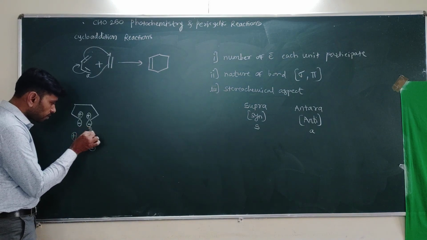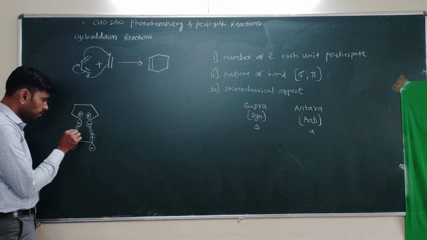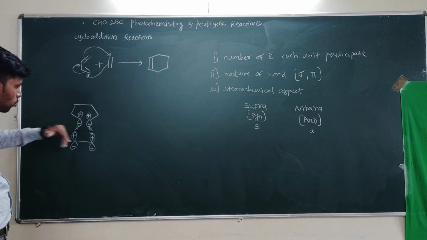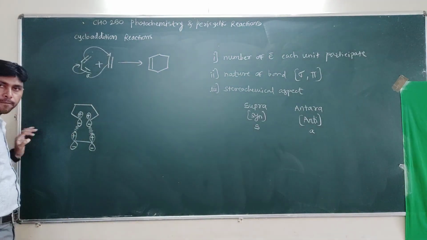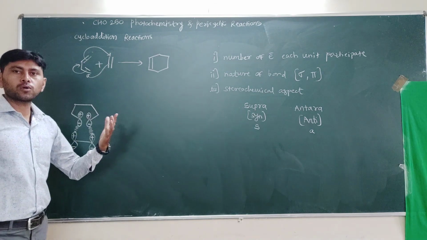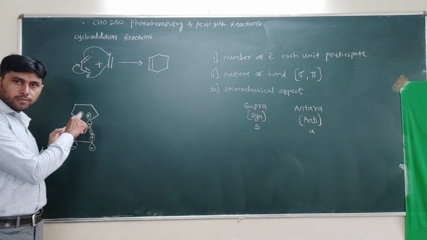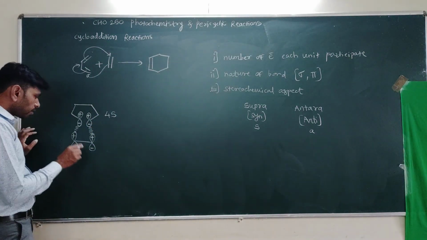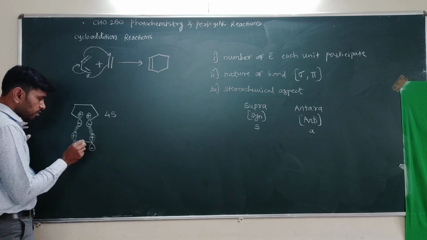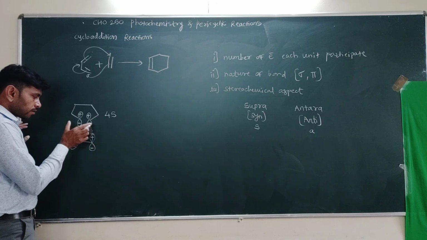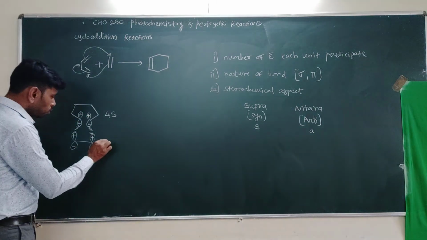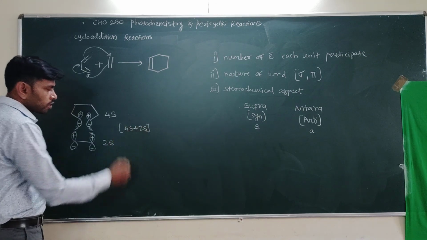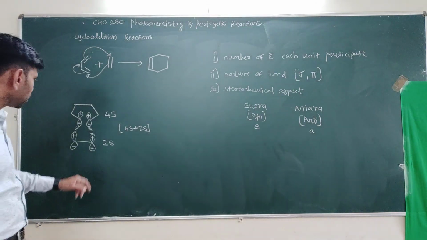When such a type of overlap is there, this lobe overlaps with this one, then this 4 pi component acts suprafacially, because both the below lobes are used, same side lobes, either below lobes or above lobes. So here same side lobes are used, below lobes are used, the 4 pi component acting suprafacially. So we can write 4s. Here in this case, the 2 pi electron system, both lobes from the above side. So 2s. So we can write this reaction as a 4s plus 2s cycloaddition reaction.